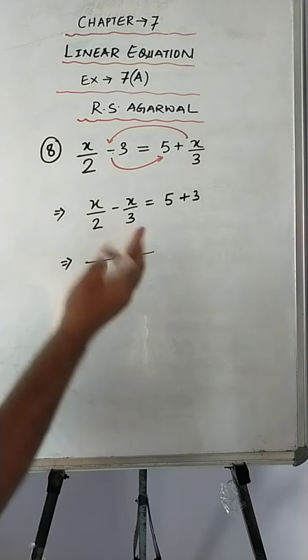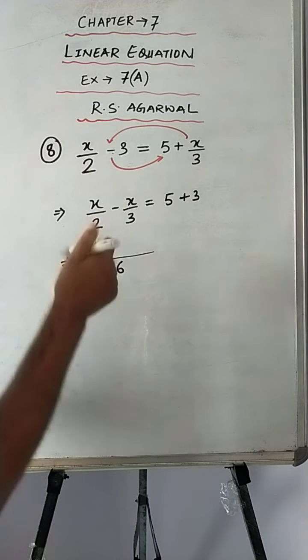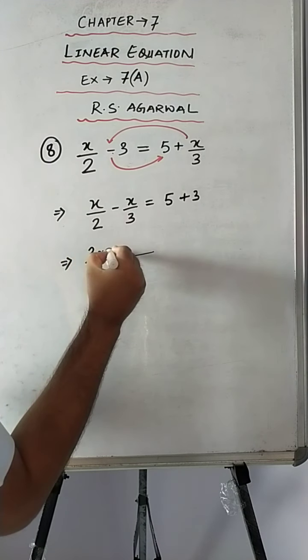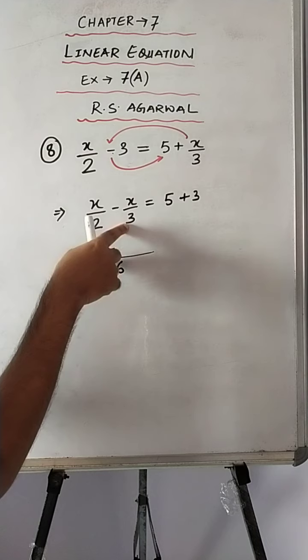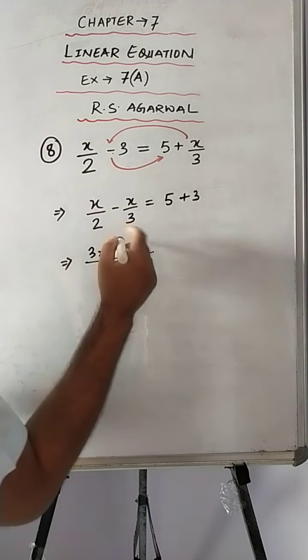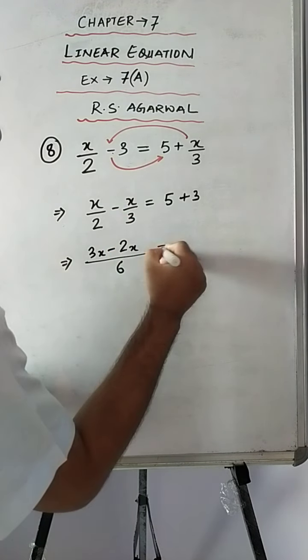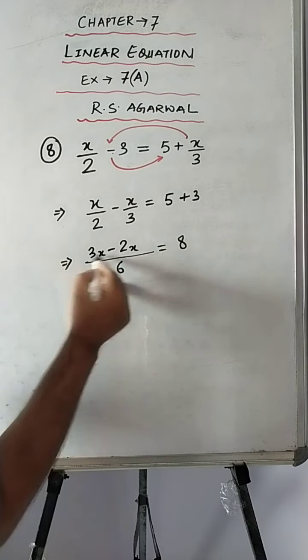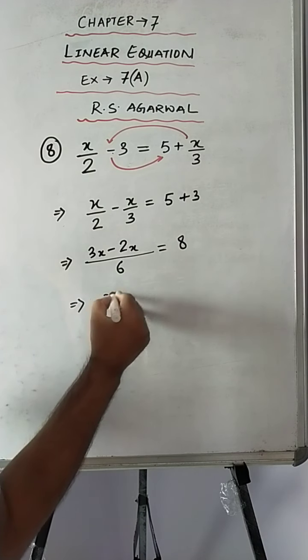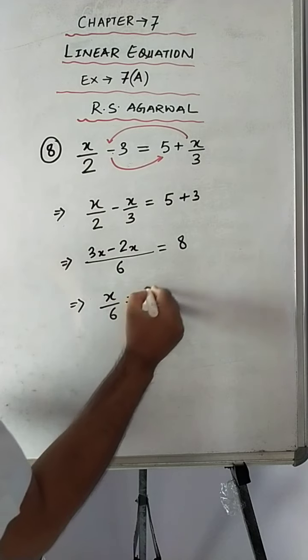So with this 3, we have to multiply x. 3 into x, 3x. Minus 6 divided by 3 is 2. 2 into x is what? 2x. That would be equal to 8. Now what is the result of 3x minus 2x? It would be x by 6. That is equal to 8.